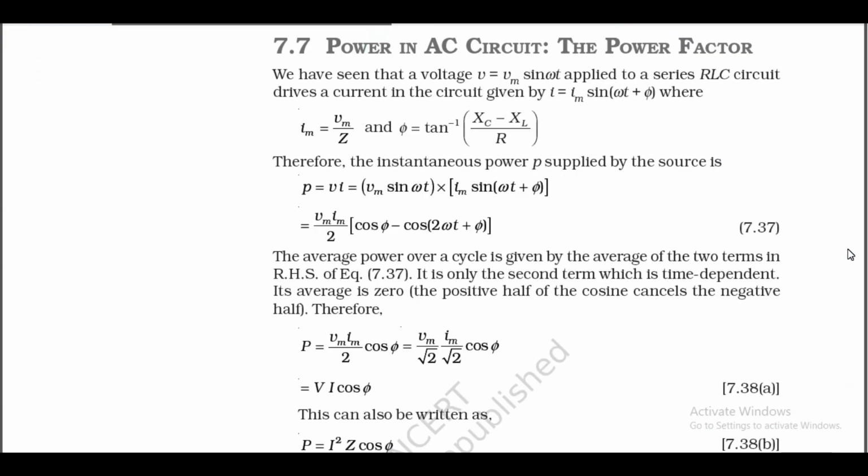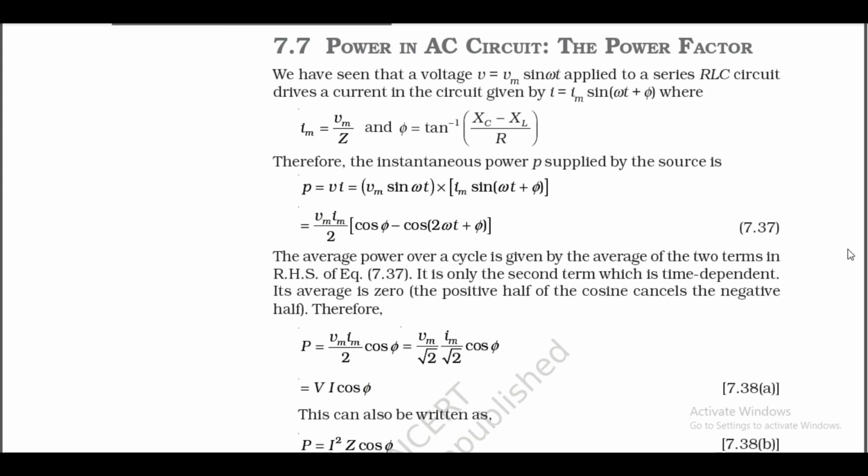7.7 Power in AC circuit. The power factor. We have seen that a voltage v equal to Vm sin omega t applied to a series RLC circuit drives a current in the circuit given by i equal to Im sin (omega t plus phi naught), where Im is equal to Vm divided by Z and phi naught is equal to tan inverse of (Xc minus XL) divided by R.